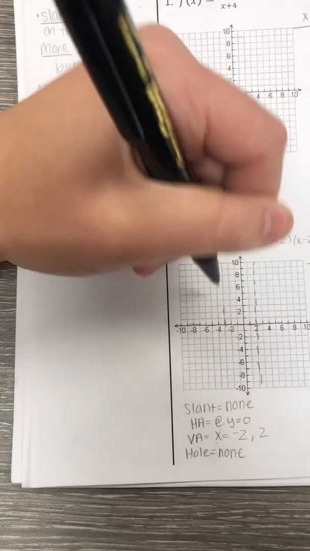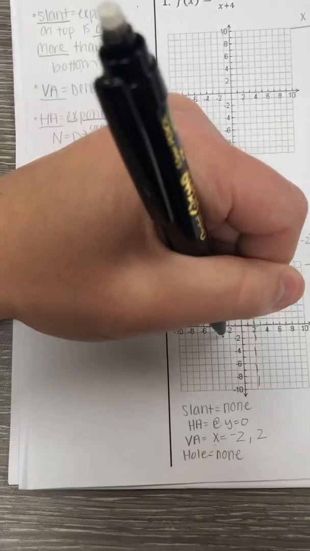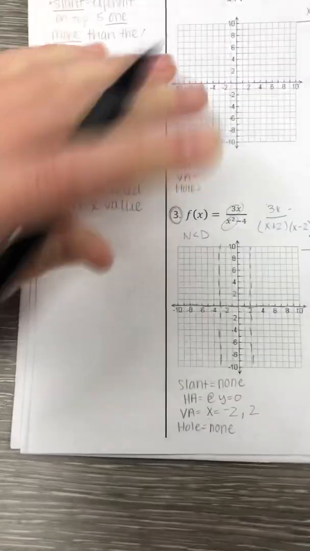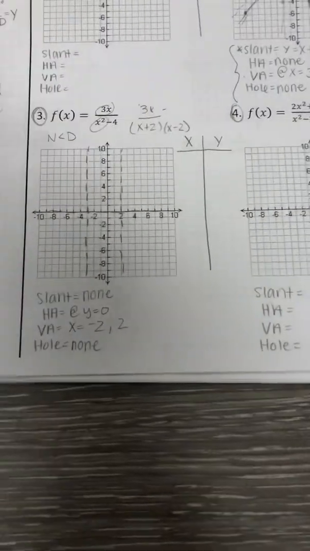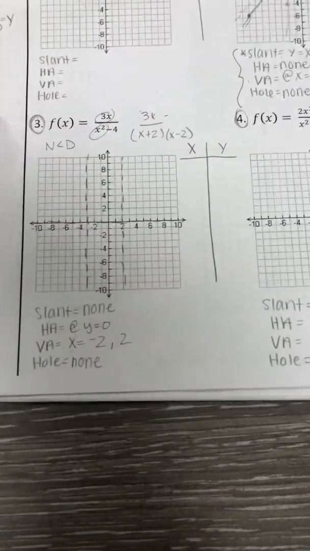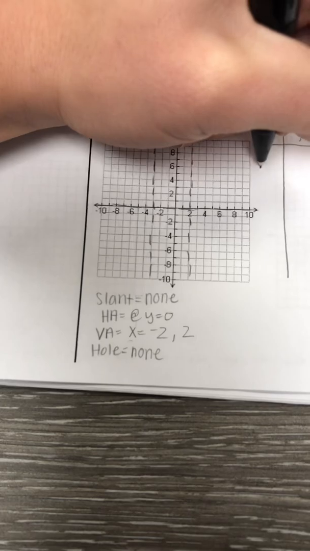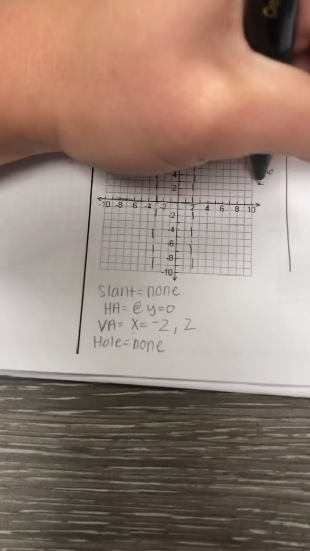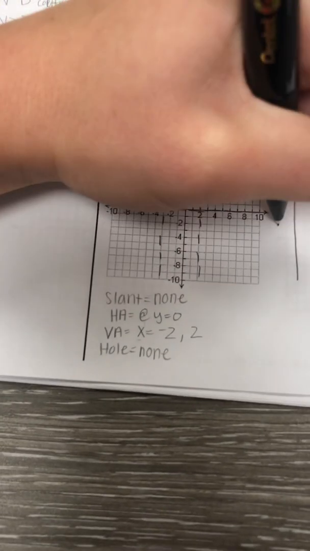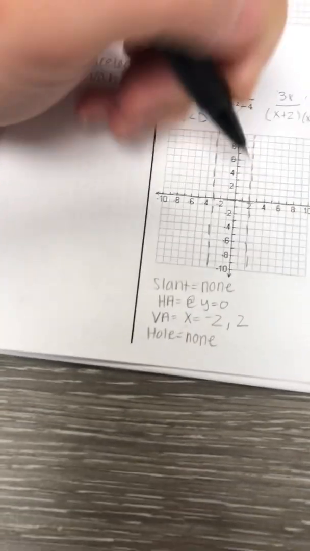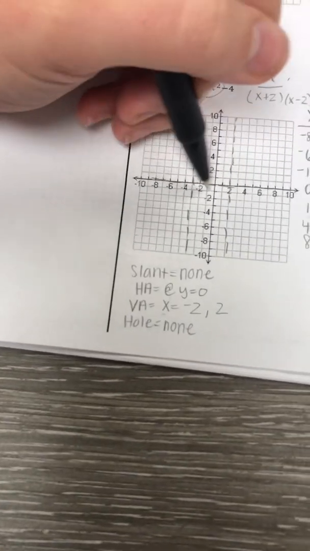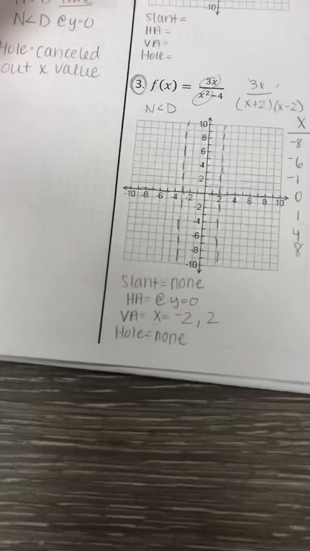And again, once you've got these, all you have to do is plug in several different x values in order to get a y value. So I'm going to choose -8, -6, -1, 0, 1, 4, 8. You want to choose a couple over here and then a couple in the center and then a couple over on this side.